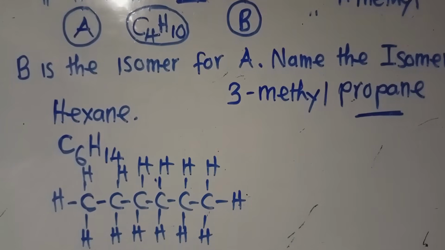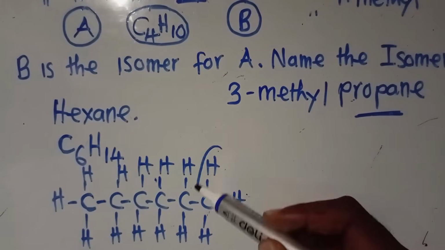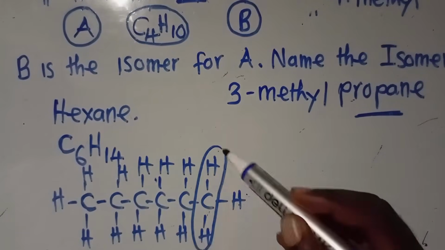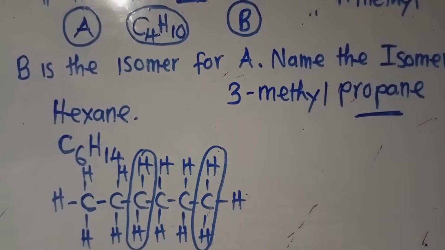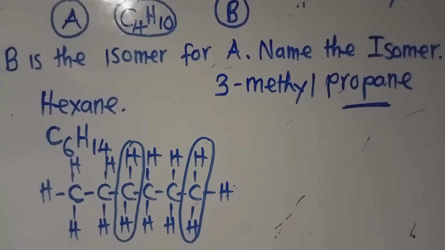So this is hexane. Now the structural formula for an isomer, how is it going to be? So I can break this, I can also break this one. I can break these two parts, and once I break them, this one is going to join there.